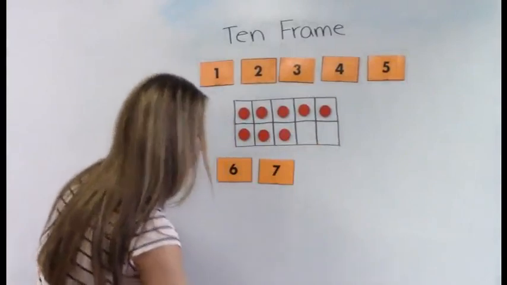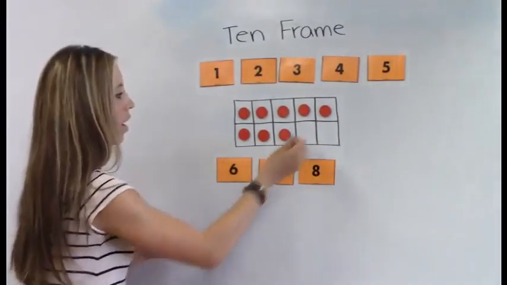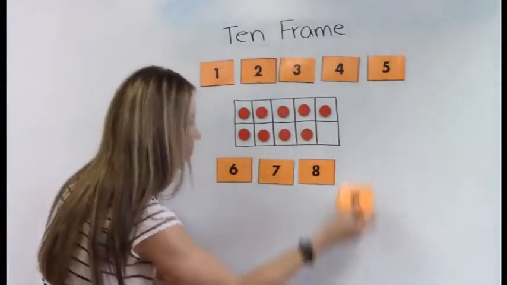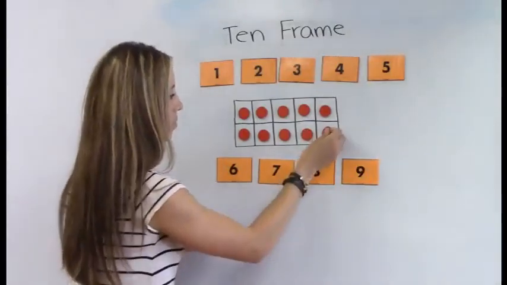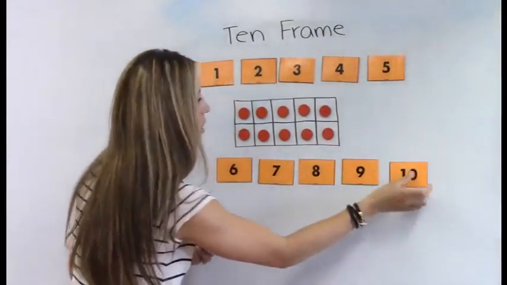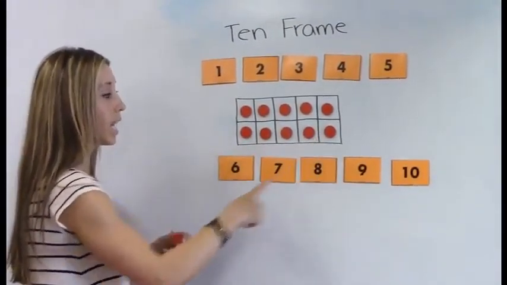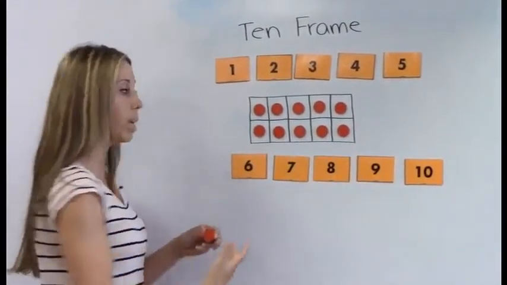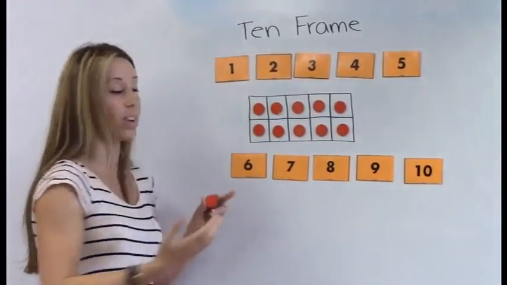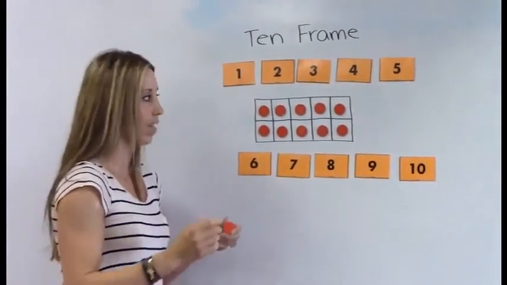8 and 9 and 10. So now I have my whole tens frame filled up. That's 5 and 5 to make 10. And again, eventually we want kids to be able to know that when the whole thing is filled, there's no reason to count, there's 10 altogether.